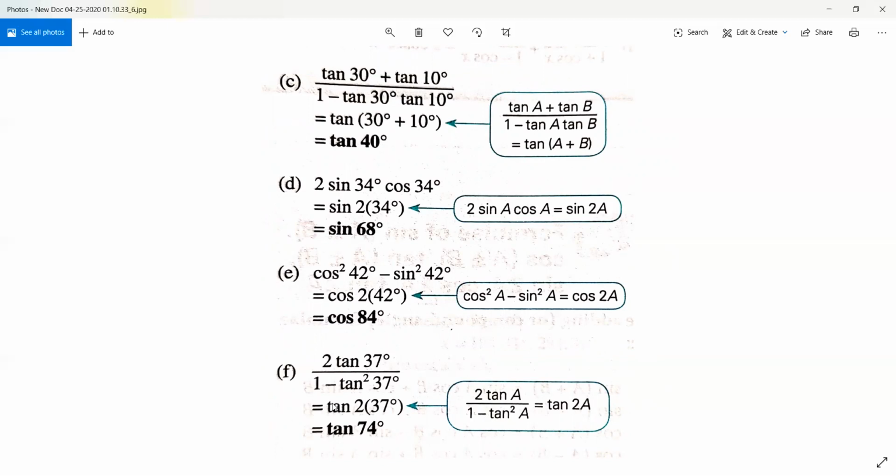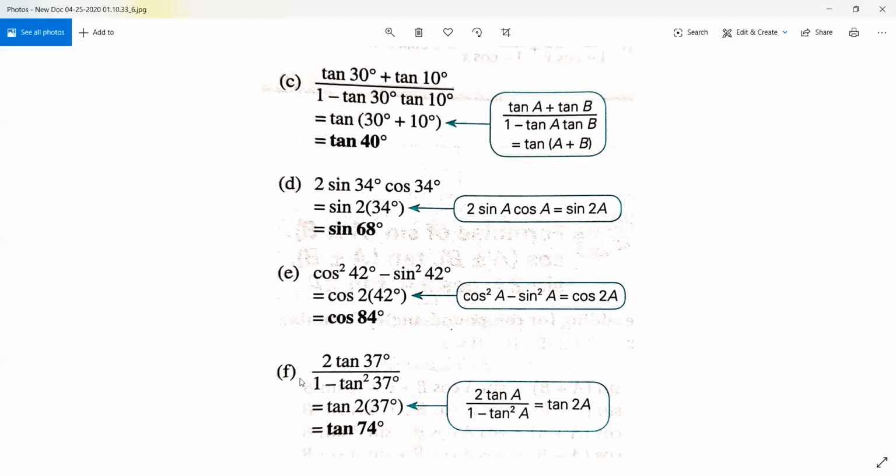Tangent 30 plus tangent 10 over 1 minus tangent 30 tangent 10. So this is a plus, so tangent 30 plus 10, so tangent 40. How about this? 2 sine 34 cosine 34. So it's actually sine 2A, so sine 2 times 34, so sine 68. Cosine square 42 minus sine square 42. So it's actually cosine 2A, so cosine 2 times 42, so cosine 84.